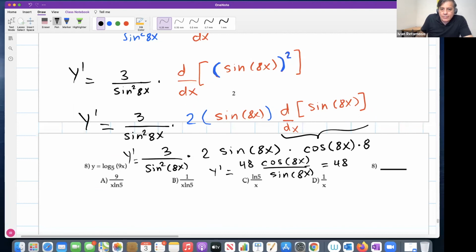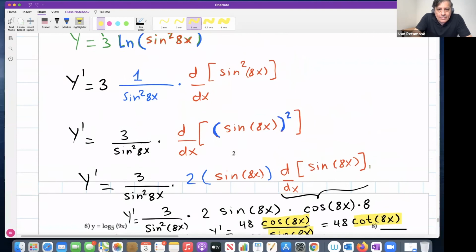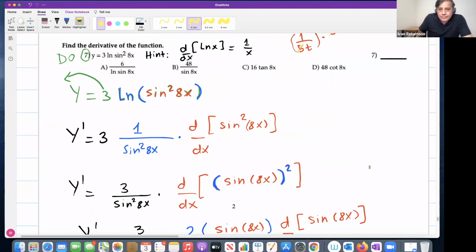48 cosine over sine, I think, is equal to cotangent, right? Cotangent. So let's write cotangent of 8x. That's it, right? For you to remember where the cotangent came from, cotangent came from this division, right? So this justifies this, okay? 48 times cotangent of 8x. And that is somewhere here. 48 cotangent of 8x, right? Very good.